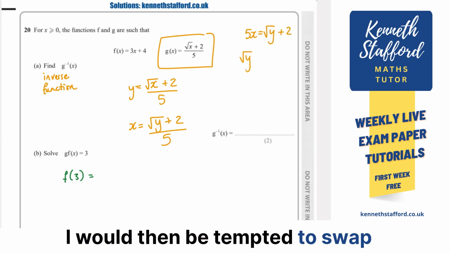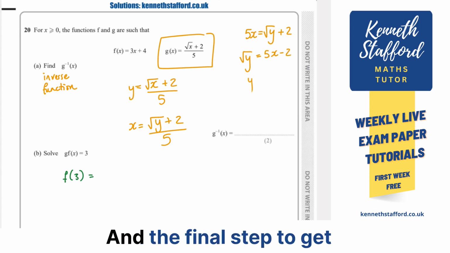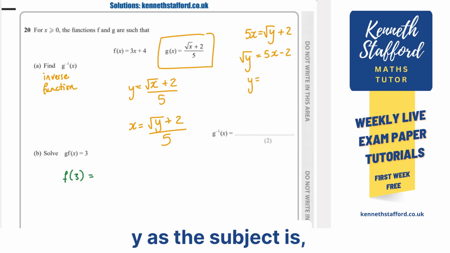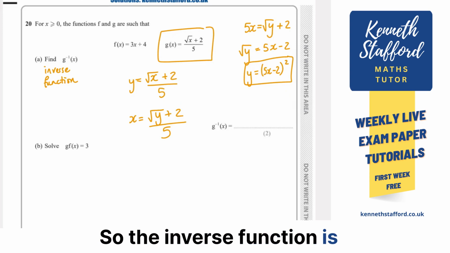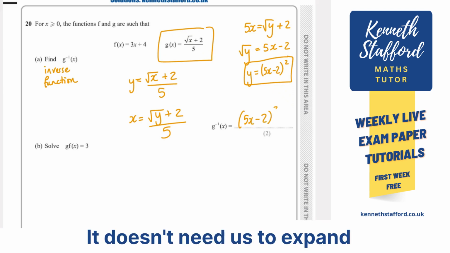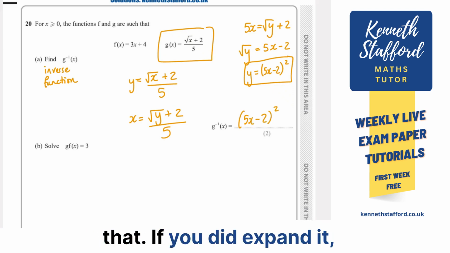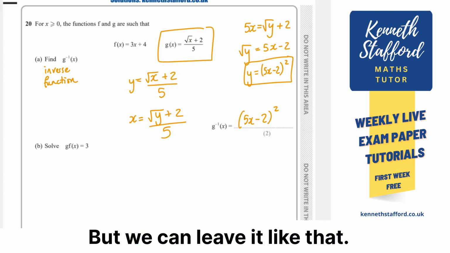I would then be tempted to swap over as I take away 2. So 5x take away 2. And the final step to get y as the subject is we need to square. So it's 5x minus 2 squared. So the inverse function is brackets 5x minus 2 squared. It doesn't need us to expand that. If you did expand it, it wouldn't be wrong, so it'd be fine, but we can leave it like that.